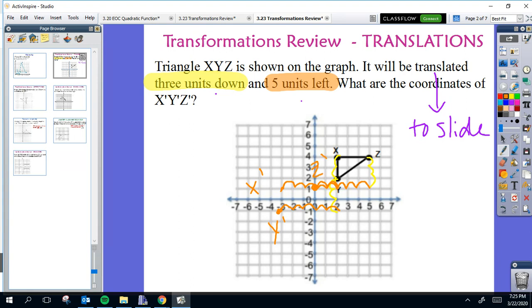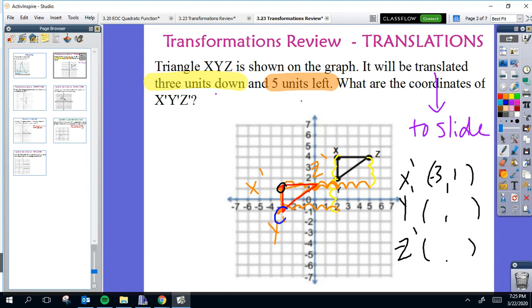And then my new shape is going to be right here in red. What are the coordinates of all of those values? I'll do x prime, y prime, and z prime. X prime is going to be right here. That is negative 3, 1.